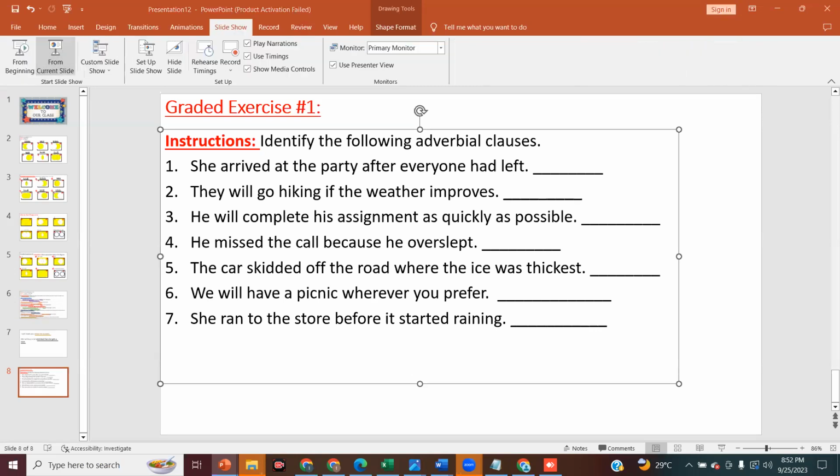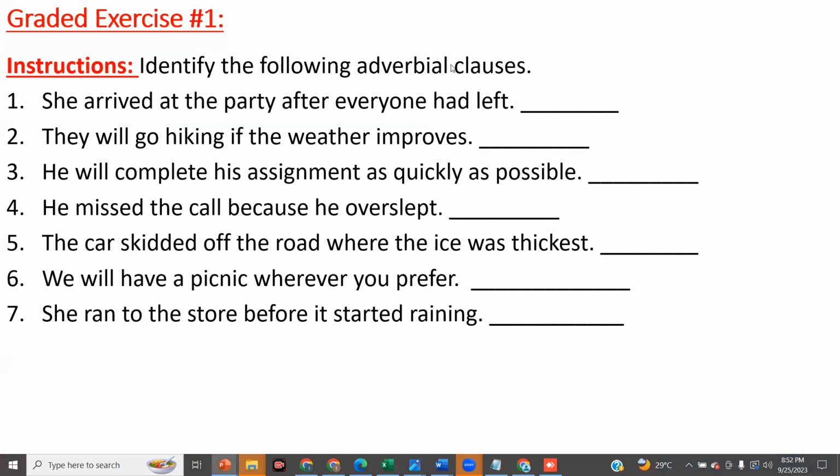Once you're done, take a picture of your work and send it to me via WhatsApp.